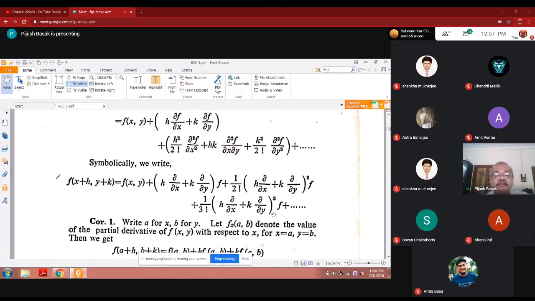We can write these terms this way because it is easy to memorize: f(x, y), then h del x plus k del y of f, then 1 by factorial 2, same thing, h del x plus k del y whole square f, plus 1 by factorial 3, h del x plus k del y whole cube f. So this form is easy to remember.